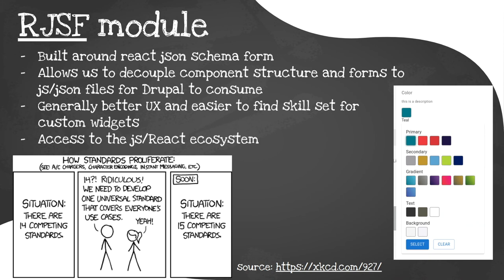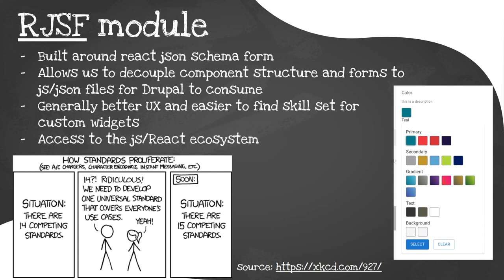Yeah. So it sounds funny, but it means that our form structure is not dependent on form API, and we don't have to create a fully built out form API to collect data. We just need to create a JSON schema, and then a form is rendered using React for that, and then it's embedded into Drupal through form API. So that essentially decouples the entirety of our component structure and our form definition from Drupal itself, and Drupal is just consuming JavaScript or JSON files.